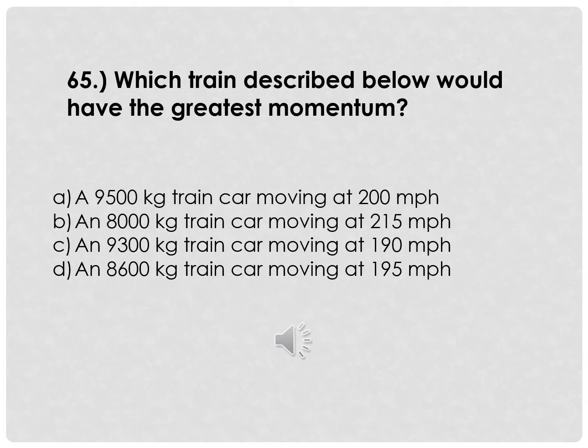Which train described below would have the greatest momentum? So in order to answer this question, you would need to know that the momentum of an object is equal to the mass of the object times the velocity of the object. For all of these answers, we're given a mass and a velocity. So what you would need to do is multiply the masses by the velocities for each separate answer and see which one gave you the largest value.